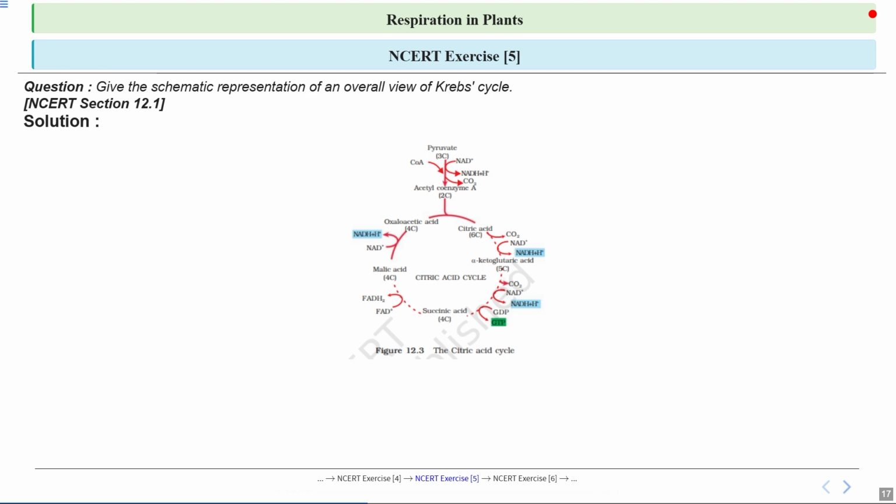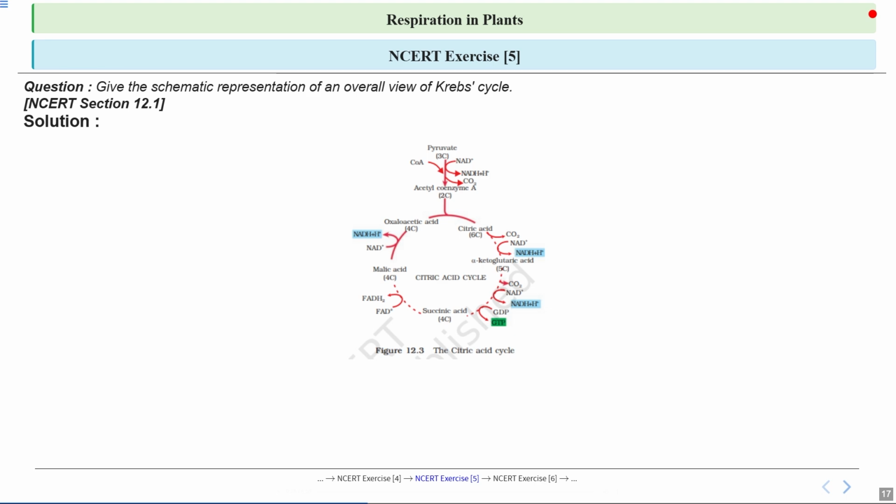Then in the Krebs cycle, the acetyl coenzyme A is condensed with oxaloacetic acid and water to form citric acid. Acetyl coenzyme A is a 2-carbon compound and oxaloacetic acid is a 4-carbon compound. And together they form citric acid, which is 6-carbon. This citric acid is then converted to alpha-ketoglutaric acid. In this process, carbon dioxide is released and NAD plus is converted to NADH plus H plus.